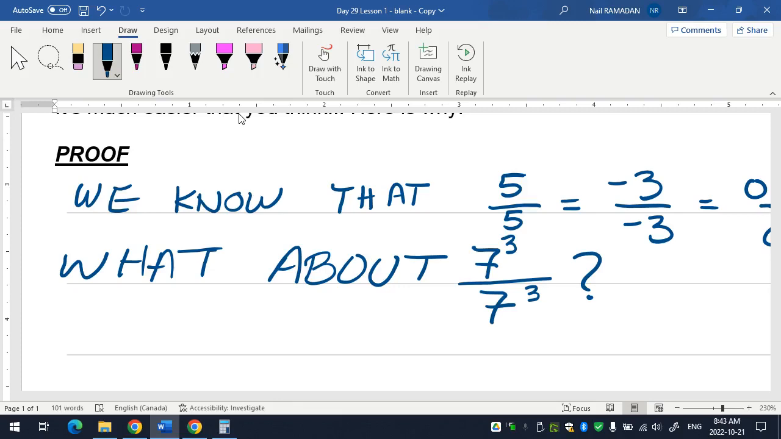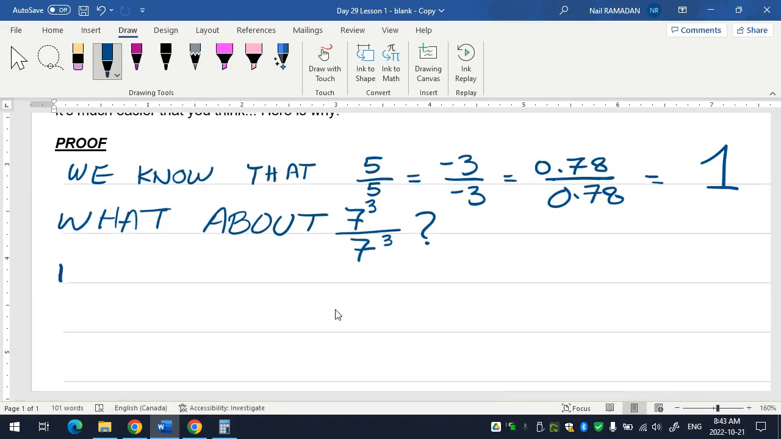So what do you do with these powers? Do you add them or subtract them? All right. So far, I'm not teaching you anything new. We've done this before. What about 7 to the 3 divided by 7 to the 3? We get 7 to the power of what? 3 subtract what? Hey, what's 3 minus 3? Just 3 minus 3.